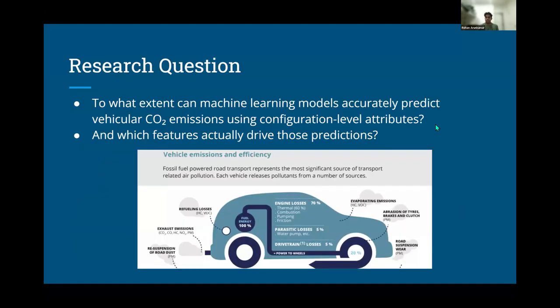For that, I asked myself the research question: to what extent can machine learning models accurately predict vehicular carbon dioxide emissions using configuration level attributes? And as an extra question, which one of those features actually matter the most? In other words, which one of these features can we change in order to reduce our carbon emissions?